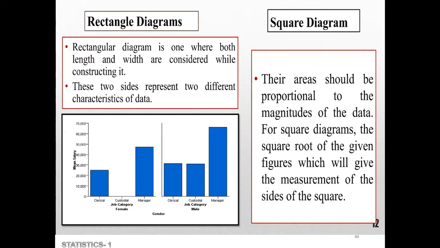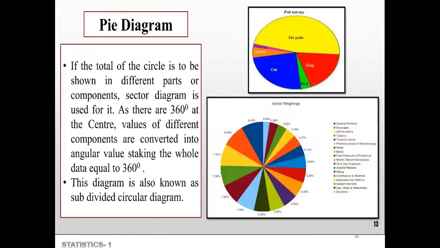Similarly, we also have a square diagram. Here the area should be proportional to the magnitude of the data. For square diagrams, the square root of the given figures is taken and the measurement of the sides of the squares is used. So here the shapes of the diagrams will be in the form of squares.